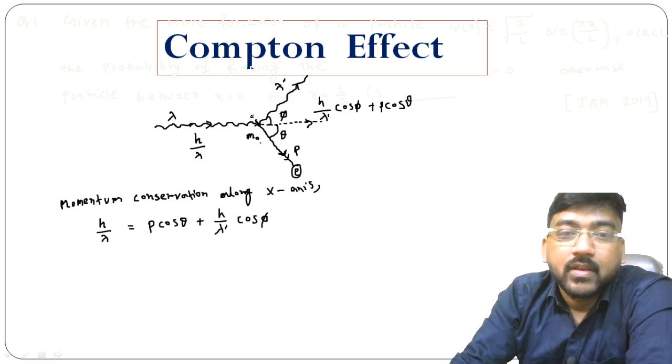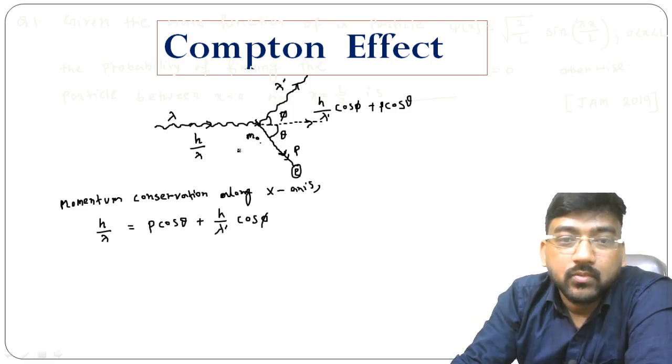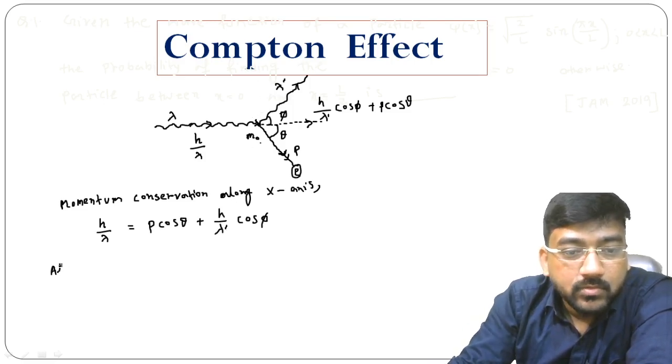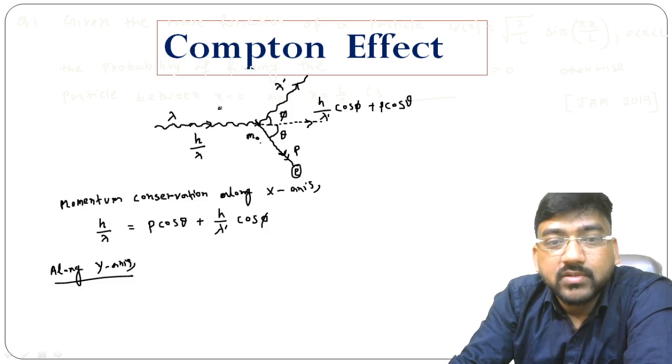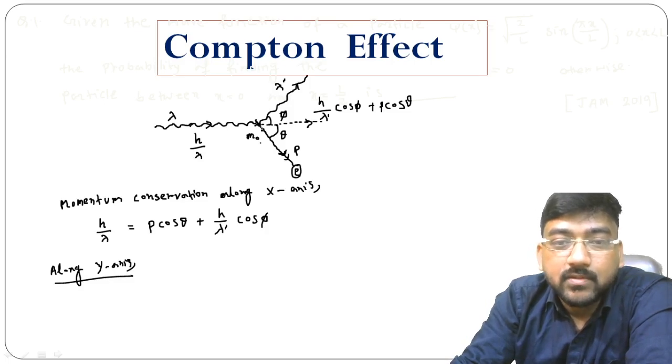Okay, and if you take the y-axis, what will be the momentum along the y-axis? Momentum conservation along the y-axis: the initial momentum along the y-axis is 0 before collision, and after collision we have the momentum of the electron along this direction and the momentum of the scattered photon along this direction.